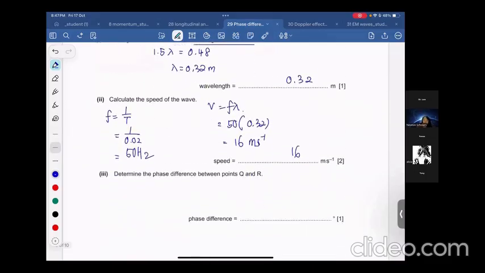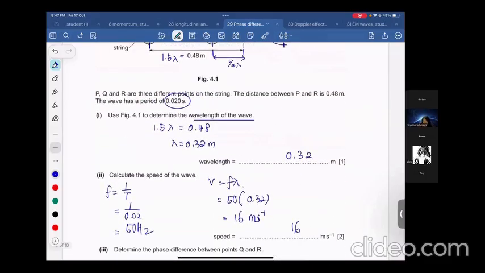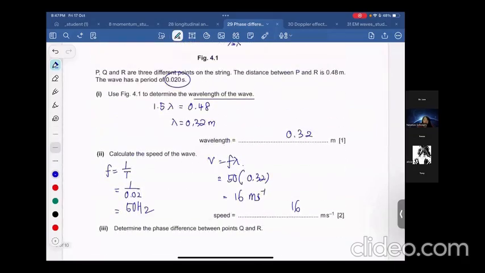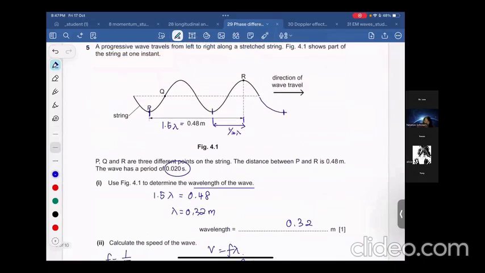The last one is the main thing. The first and second parts, we can actually solve from year 10. Here, determine the phase difference between Q and R. Can you find out how far they are separated? In degrees, in radians?